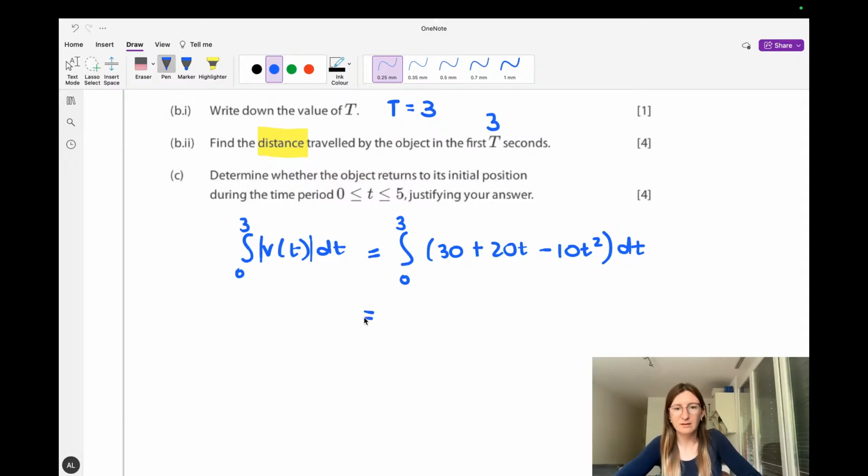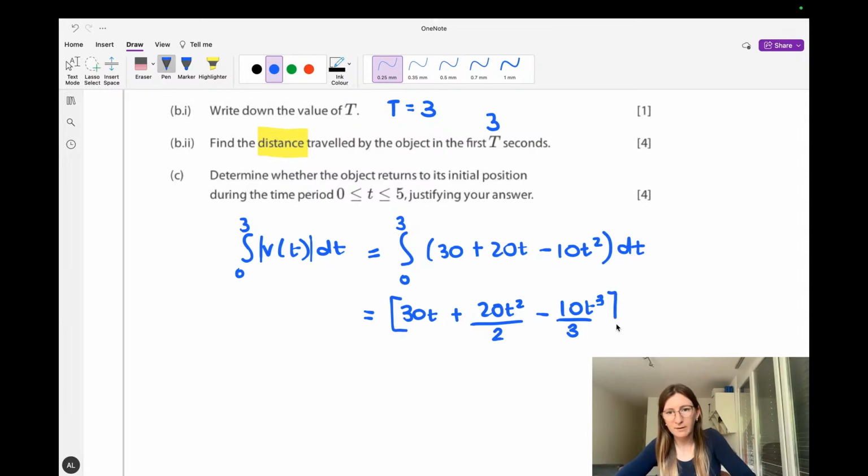Now let's solve that. Right, so that will give us 30t plus 20t squared divided by 2 minus 10t cubed divided by 3. Oh, that's so mean of them to give us that without a calculator. Why do I feel like that's going to take ages? And then we put it from 0 to 3. So these square brackets are kind of just a universal way of saying we still have to go from 0 to 3. Let's simplify that a little bit.